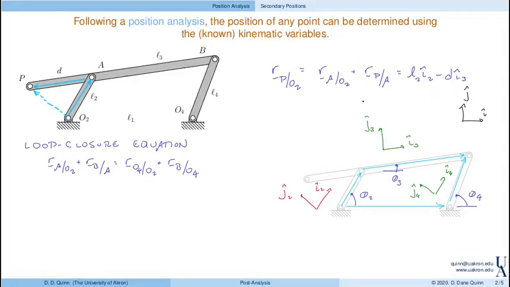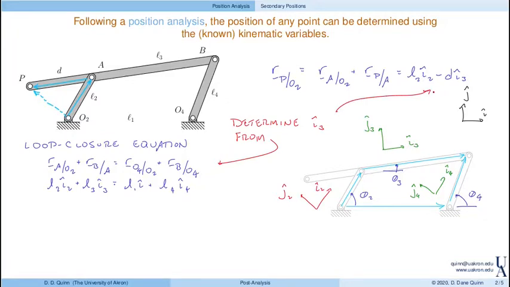Now, writing the loop closure equation in terms of these directions, we have L2 I2 plus L3 I3 equals L1 I plus L4 I4. The goal is to determine I3 from the loop closure equation, so that we can then use it to find the position of P with respect to O2.